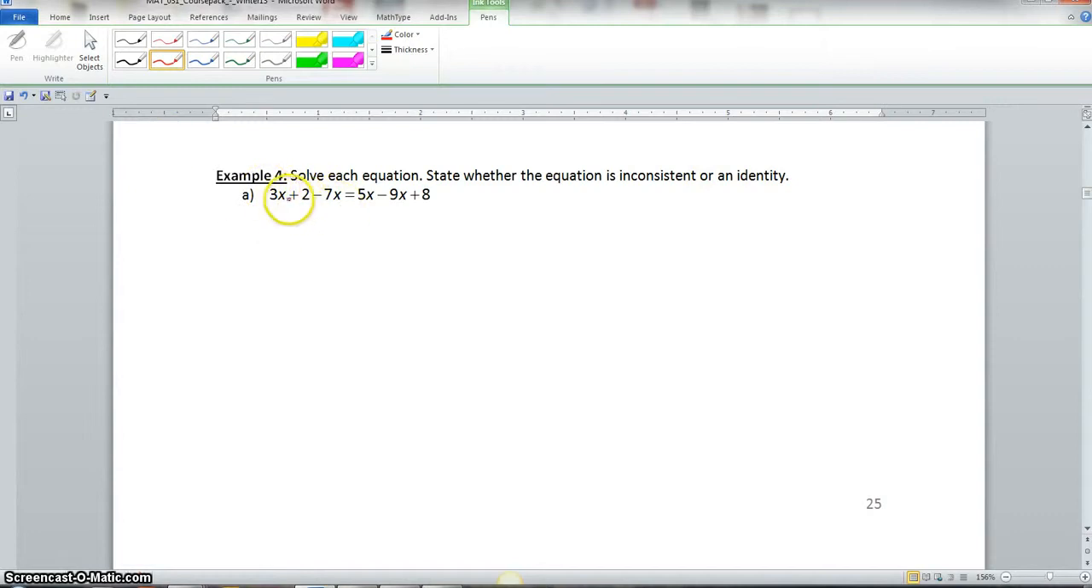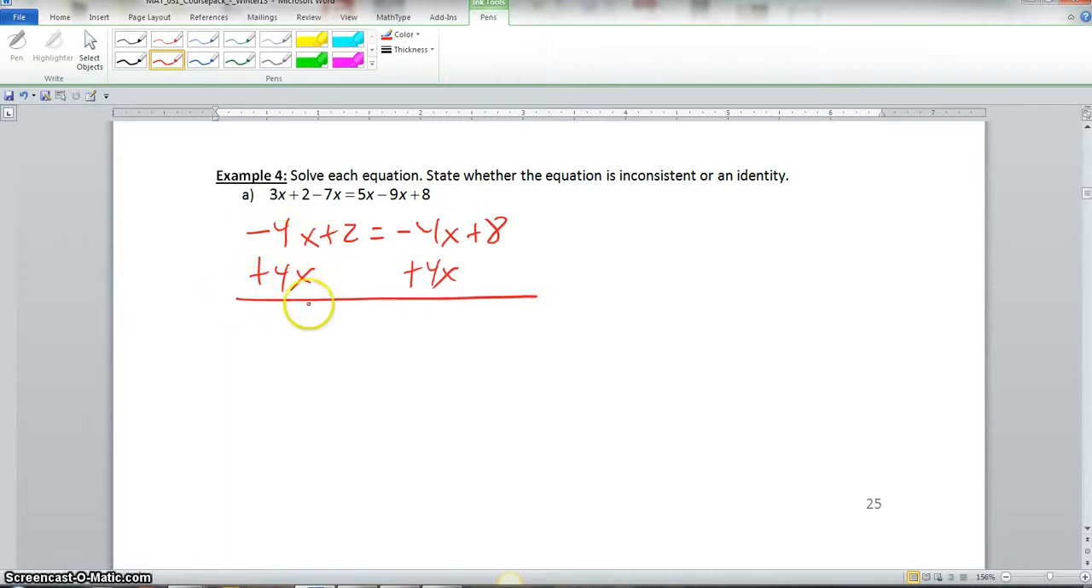So now we combine like terms here. 3x minus 7x is a negative 4x, plus 2 is equal to 5x minus 9x is a negative 4x, plus 8. Now, what we could do is this here. Let's move all the x's to one side. So we're going to move this x to the right over to the left. So we will add 4x on both sides.